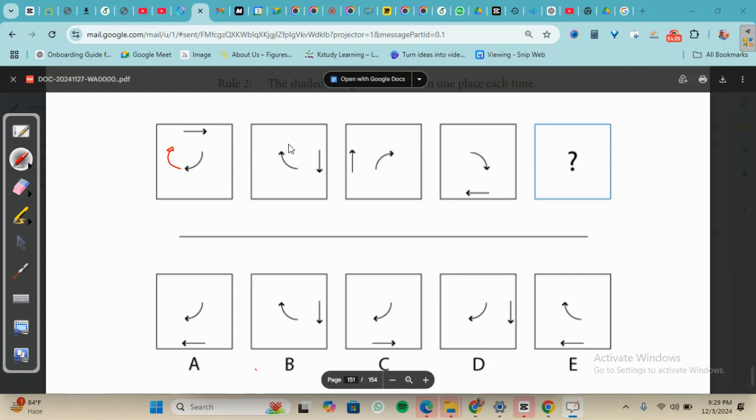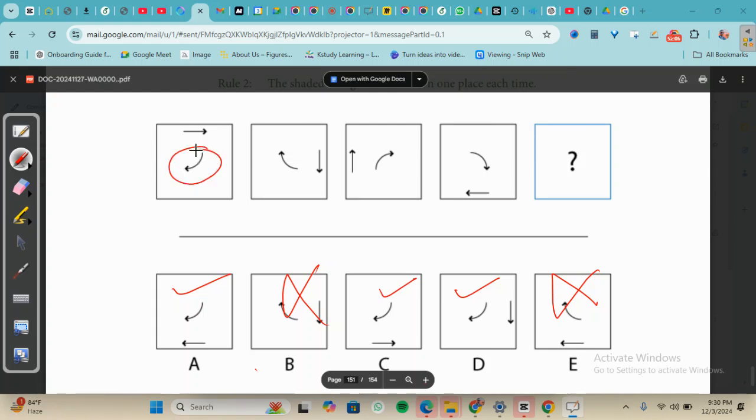Let me check this one here. If I try to rotate this one in a clockwise direction, it will go like this. Another clockwise rotation, it goes like this. Clockwise again, like this. Then if I rotate it again clockwise, that should look like this. So it is between A, C, and D. This one is out. So now that I have that, is the first part clear to everyone?